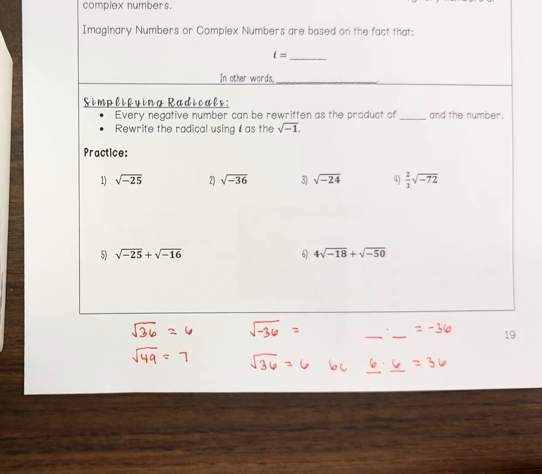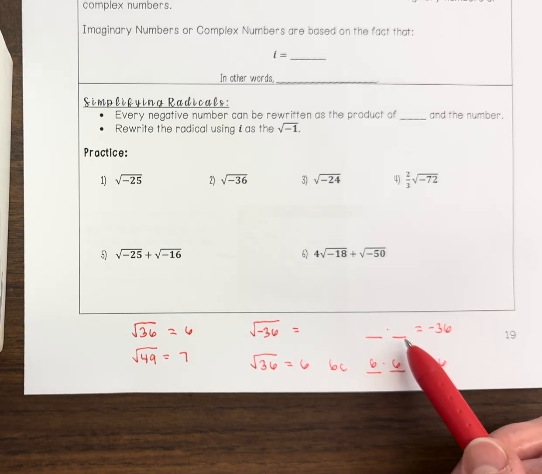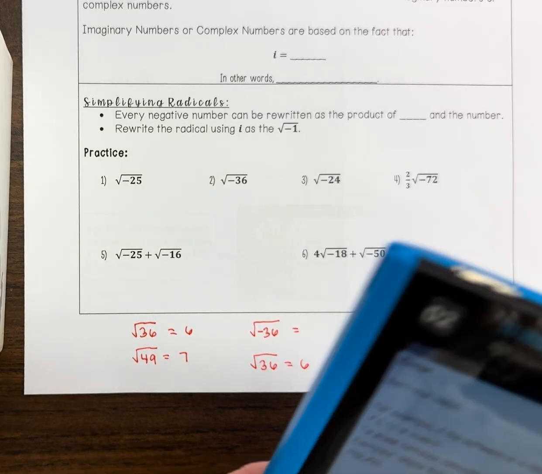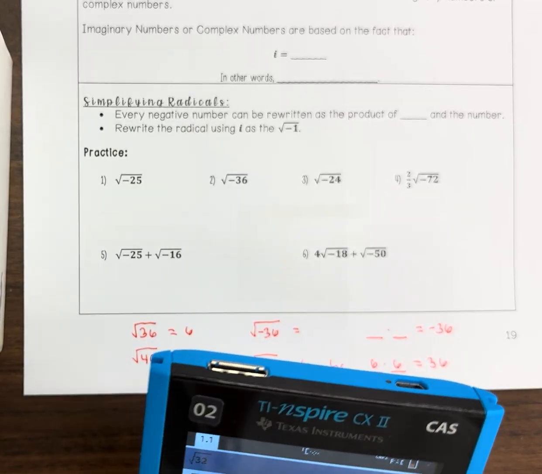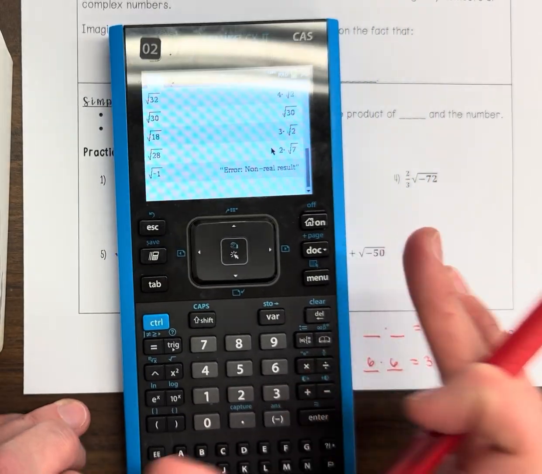The problem is that to multiply, one has to be negative and one has to be positive. And if one is negative and one is positive, then they're no longer the same. So that's why when you try to type something like this into your calculator, you don't end up getting a value that works.